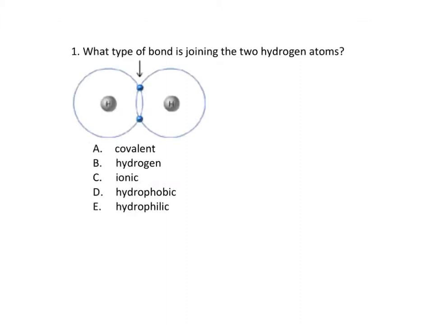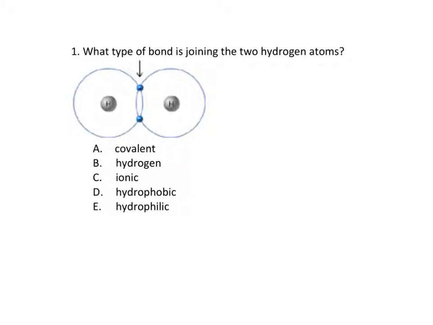This video will work on some problems to help you further understand chemical bonding. Our first question reads, what type of bond is joining the two hydrogen atoms? A, covalent bond, B, hydrogen bond, C, ionic bond, D, hydrophobic bond, or E, hydrophilic bond.